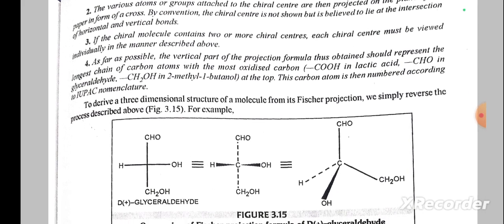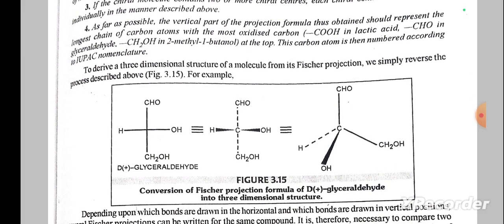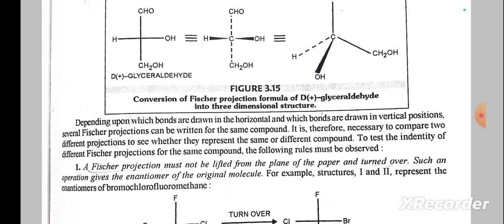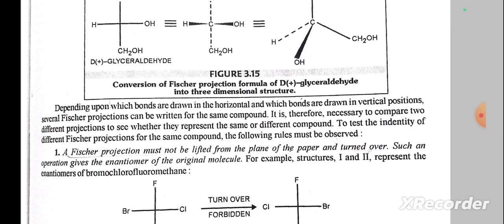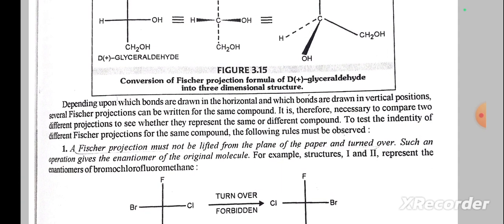To derive the three-dimensional structure of a molecule from the Fischer projection, we simply reverse the process described above. Depending upon which bonds are drawn in the horizontal and which bonds in the vertical position, several Fischer projections can be written for the same compound. It is therefore necessary to compare two different projections to see whether they represent the same or different compounds. To test the identity of different Fischer projections for a compound, the following rules must be observed.